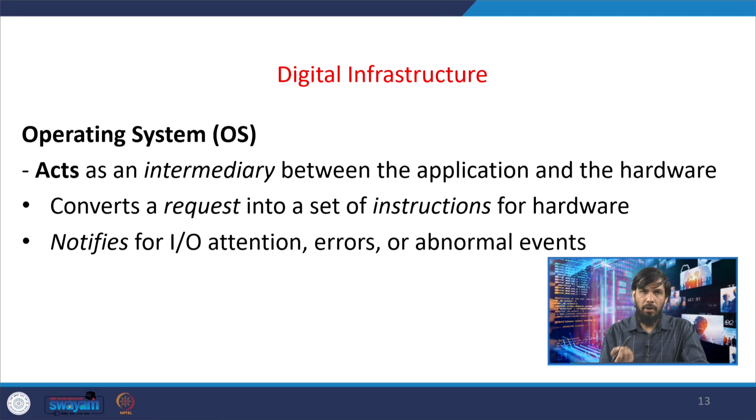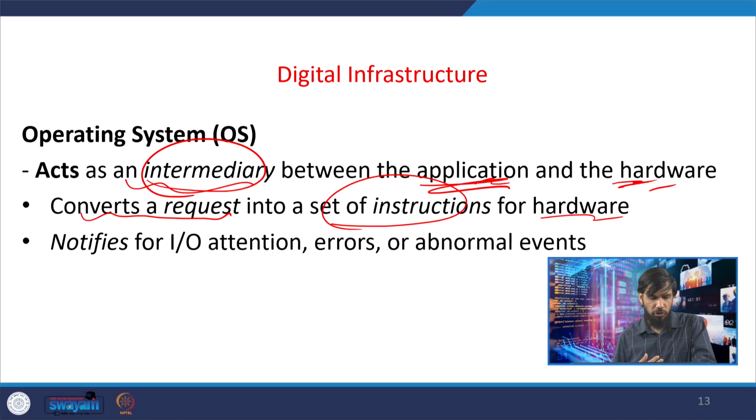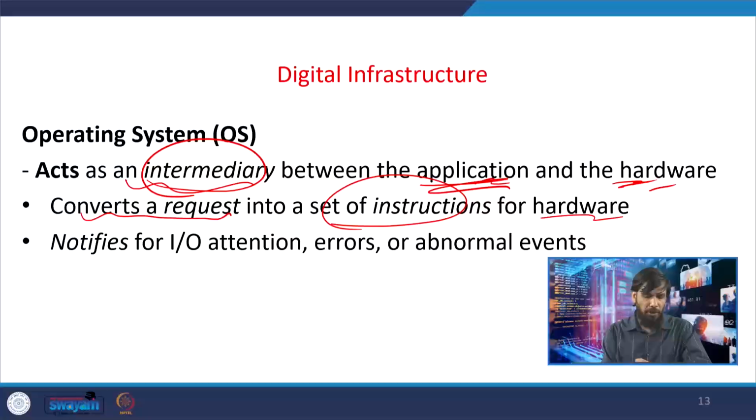Now, as we already talked about, the operating system acts as an intermediary between the application and the hardware, right. How does it do that? When a request is there, it converts the request into a set of instructions for the hardware, and accordingly the hardware will process those instructions. Whenever a request is coming, the operating system's role is to convert that into a format, a language, that the hardware can understand, right. So therefore it is playing a perfect intermediary role in that case.